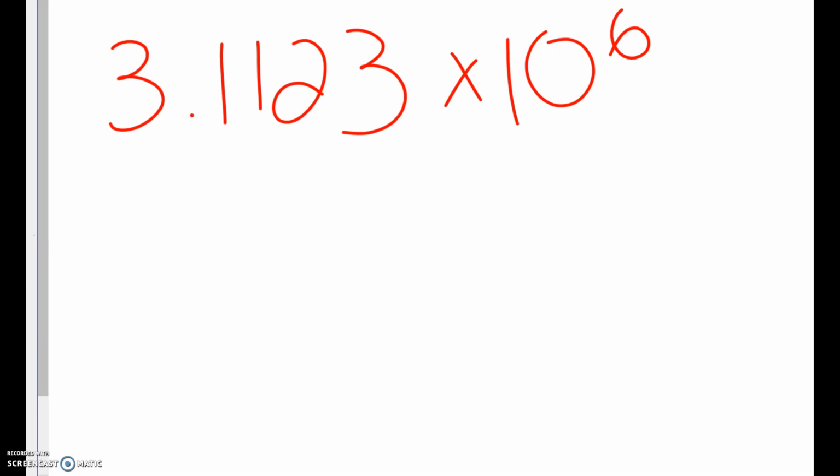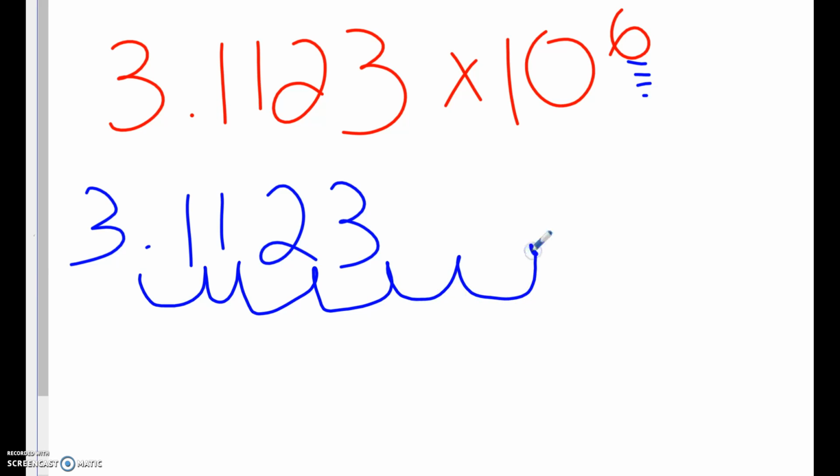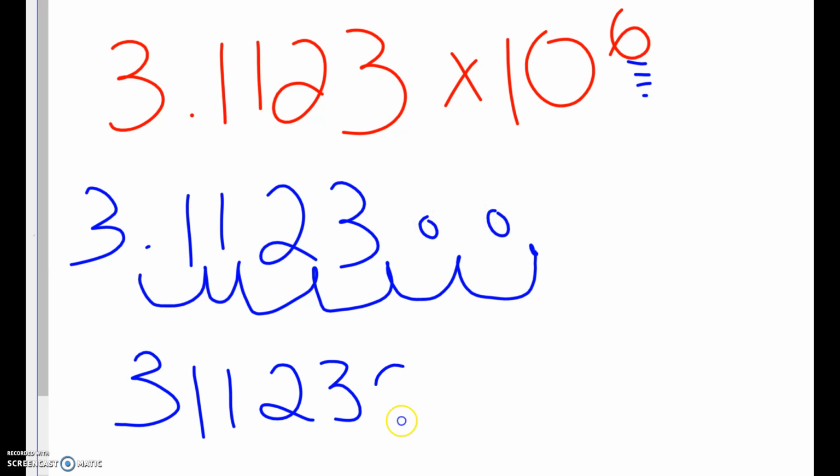Pretty simple, right? If we were to come to this one, times 10 to the 6th. So once again, guys, we are moving our decimal point to the right however many times our exponent tells us to. So that's 1, 2, 3, 4, 5, 6. I'm going to rewrite. And I have a spot for 2 zeros here. 3,112,300.